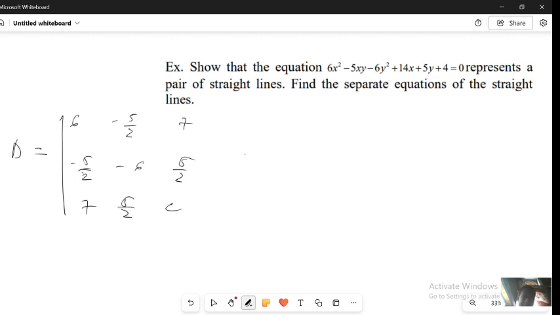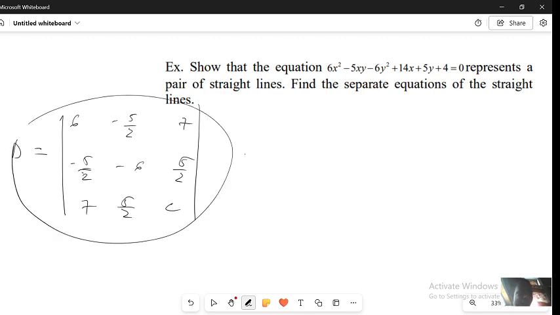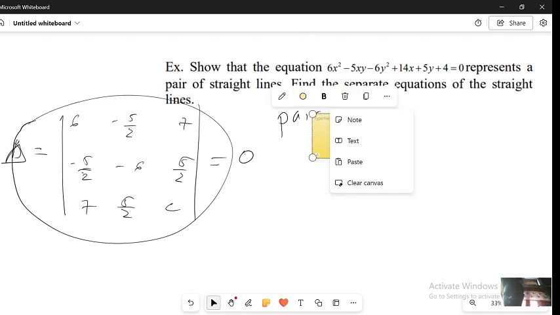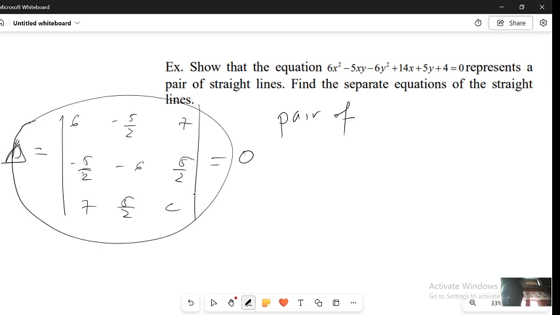Now, if we put it in the calculator, there is a method to determine the determinant directly from the calculator. You will get equal to 0. Since it is equal to 0, it is a pair of straight lines. Now, we have already answered the first question.